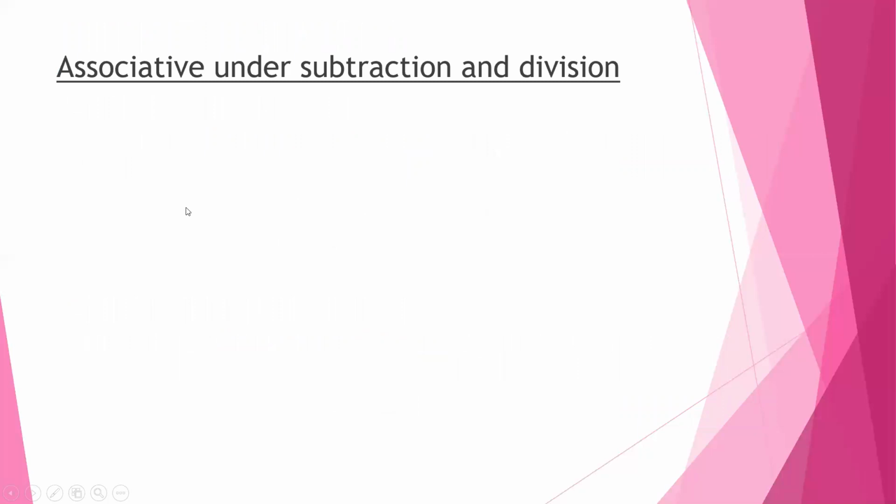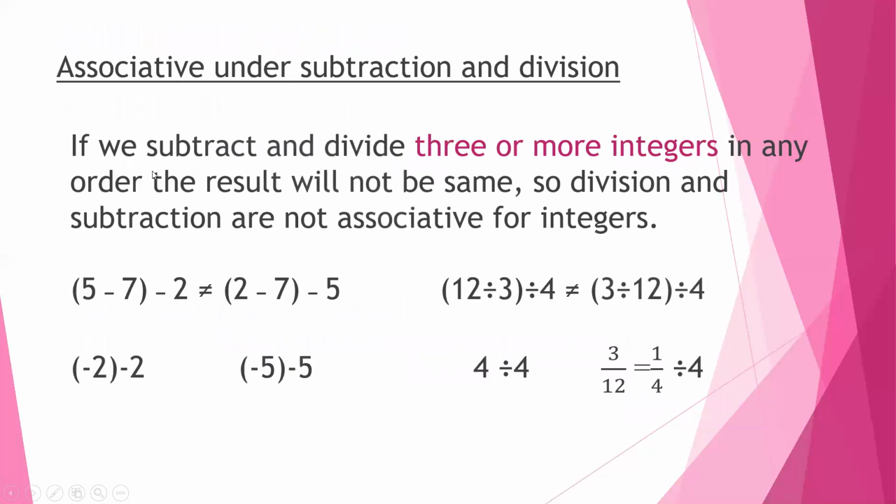If I'm taking the case of subtraction and division, if we subtract or divide 3 or more integers in any order, the result will not be same. So subtraction and division are not associative for integers. Here are two examples. This is of subtraction and here is of division. Now see the subtraction. 5 minus 7 minus 2 is not equal to 2 minus 7 minus 5. Here I have changed the order. That is not equal, let's prove it.